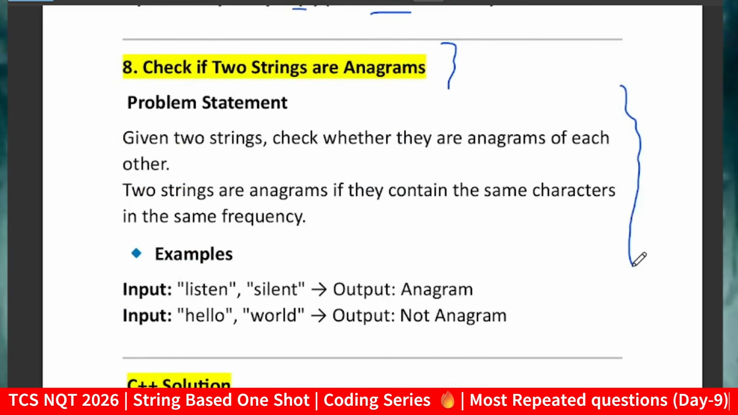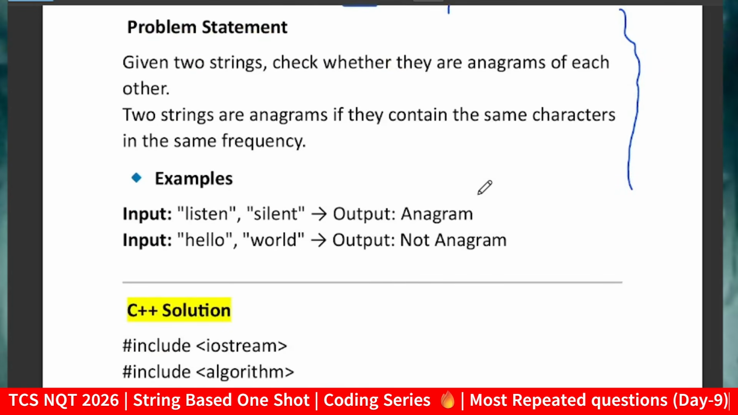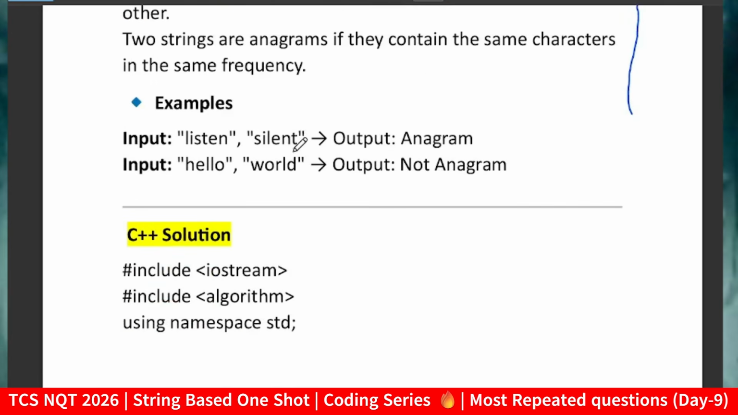I will just discuss it in a small way. So for anagram strings you just have to check. What is an anagram? If we count the value, means the number of characters as well as the characters, both should be equal. For example, silent and listen. So both will be anagrams. Why? Because in silent and listen, the number of each character is the same.